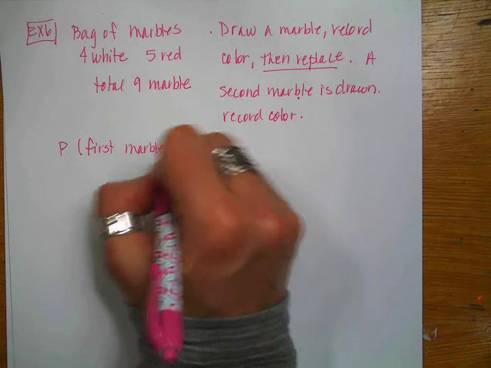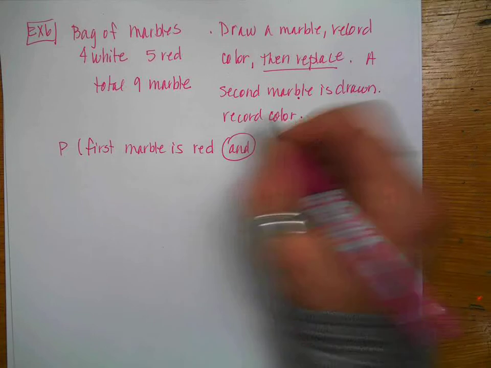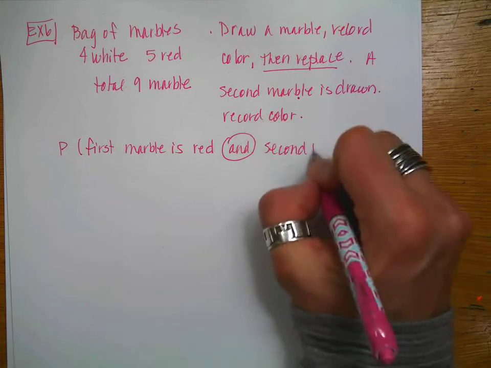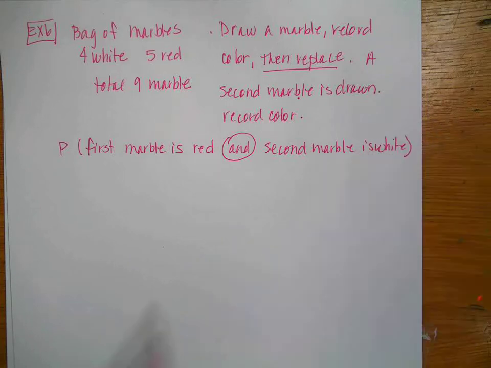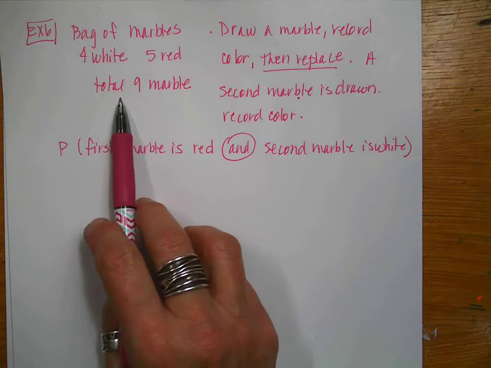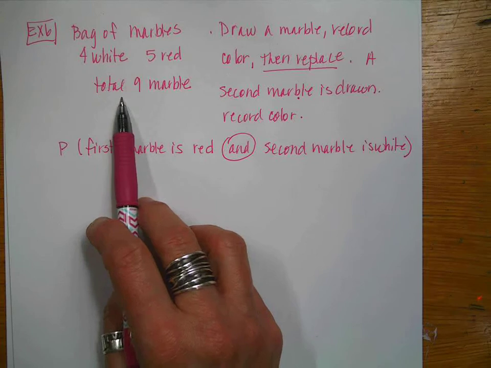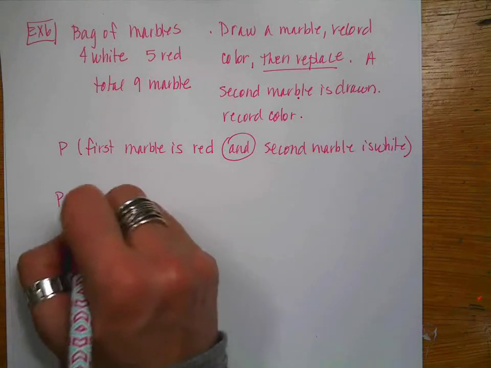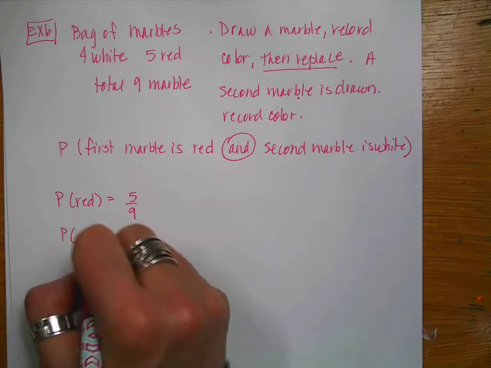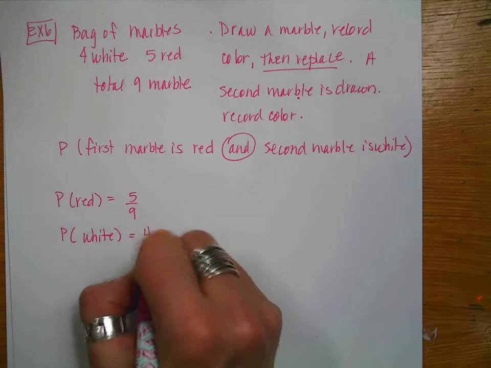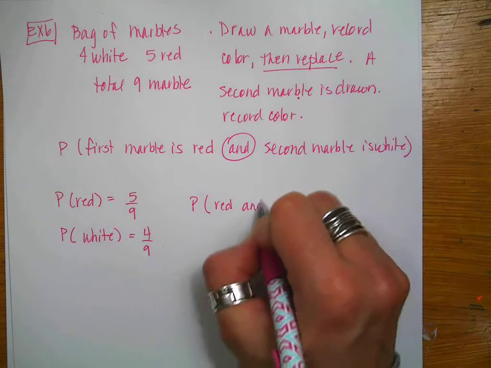So I want to know what's the probability that the first marble is red and, keyword, second marble is white. Okay, so this is an independent event because pulling marbles out of a bag doesn't affect what happens on the first or second draw. So my probability of red is going to be 5 out of 9. My probability of white is going to be 4 out of 9.